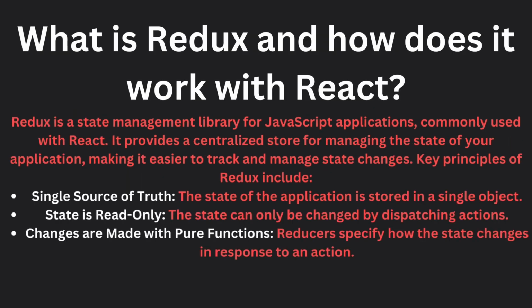What is Redux and how does it work with React? Answer: Redux is a state management library for JavaScript applications, commonly used with React. It provides a centralized store for managing the state of your application, making it easier to track and manage state changes. Key principles of Redux include: single source of truth. The state of the application is stored in a single object. State is read-only. The state can only be changed by dispatching actions. Changes are made with pure functions. Reducers specify how the state changes in response to an action.